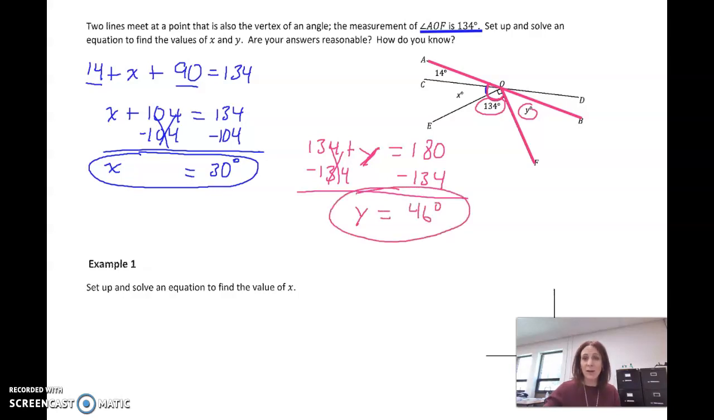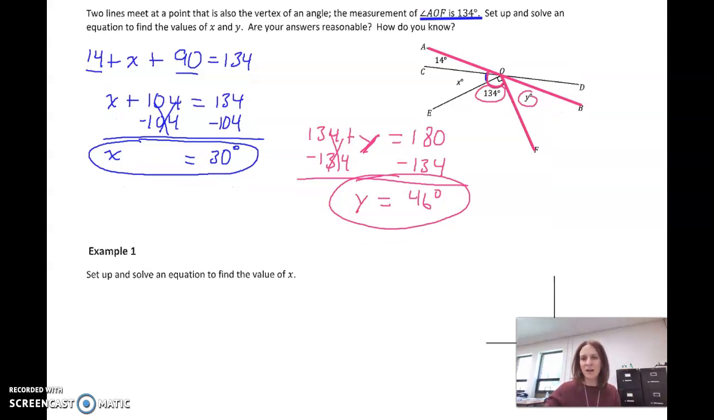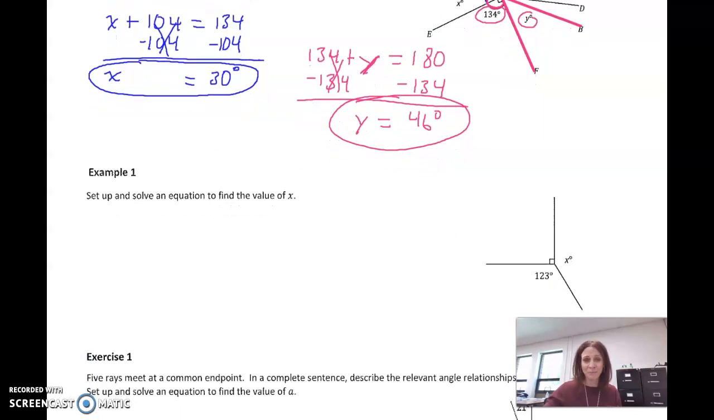Okay? So x is 30, y is 46. Does that seem reasonable? Yeah, it really does. If I were to get an answer like 200 or something, that wouldn't make sense, right? It doesn't look like it. Doesn't have to look like it. But we know that these all are going to kind of filter, adding up to 180. So it should be well below 180. Okay? Again, rely on those vertical angles. Rely on those angles on a line, right?